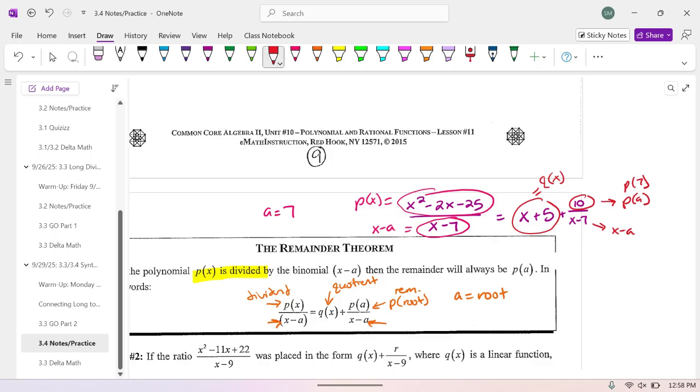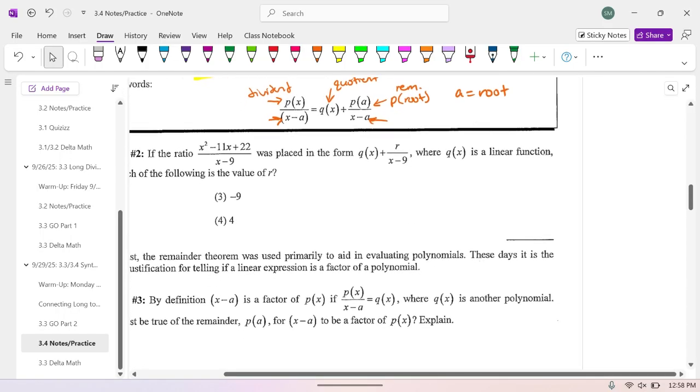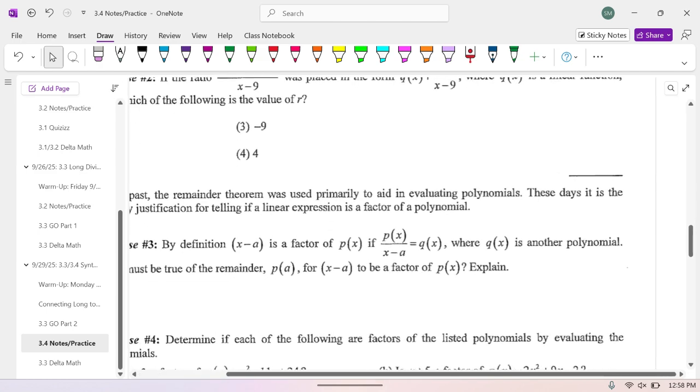Now, the reason I'm bringing this up is that this is something for the EOC. The EOC will put this notation in there, and they'll say find q of x, or find r, or whatever. Make sure you understand what that notation means. Now, one last thing I want to note, and then we'll be done, because we're almost out of time anyway.